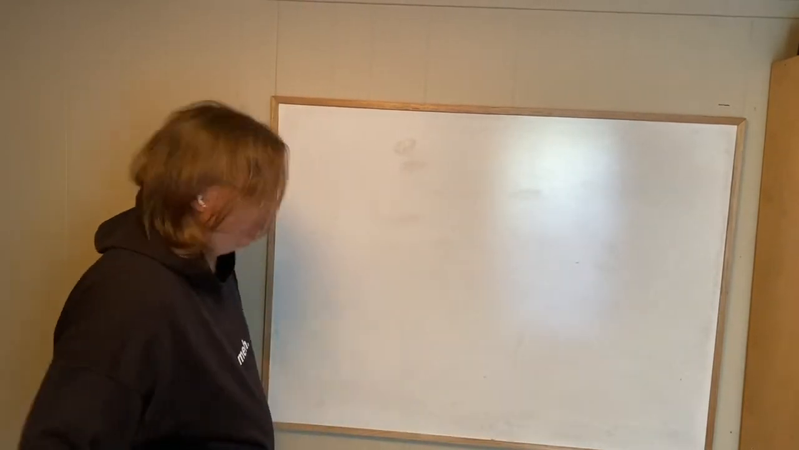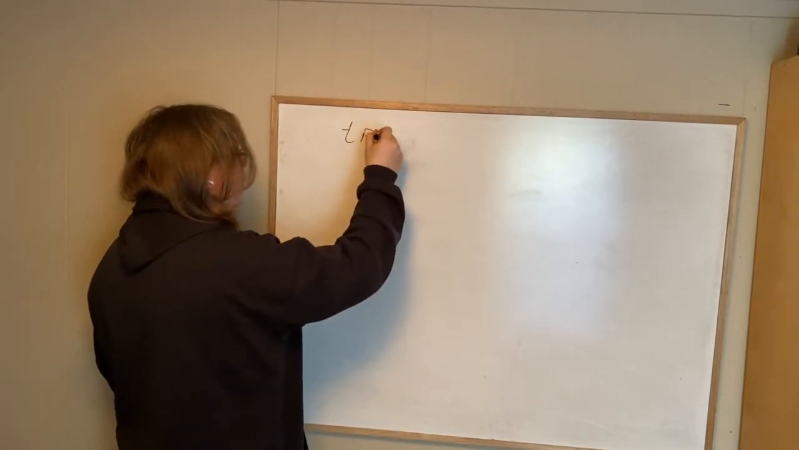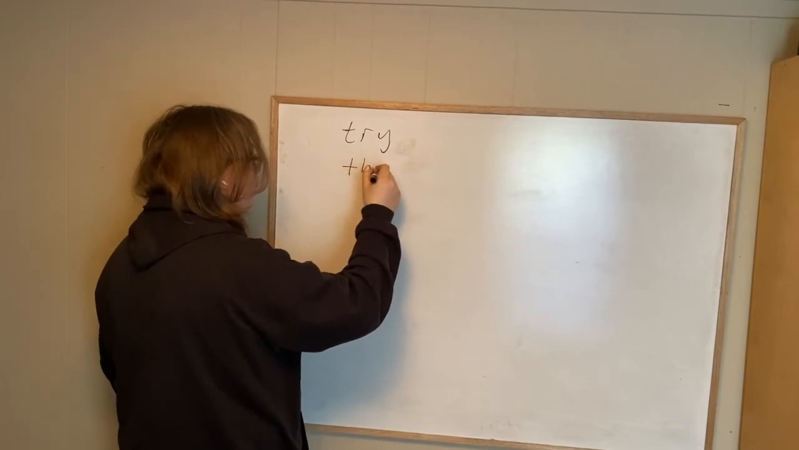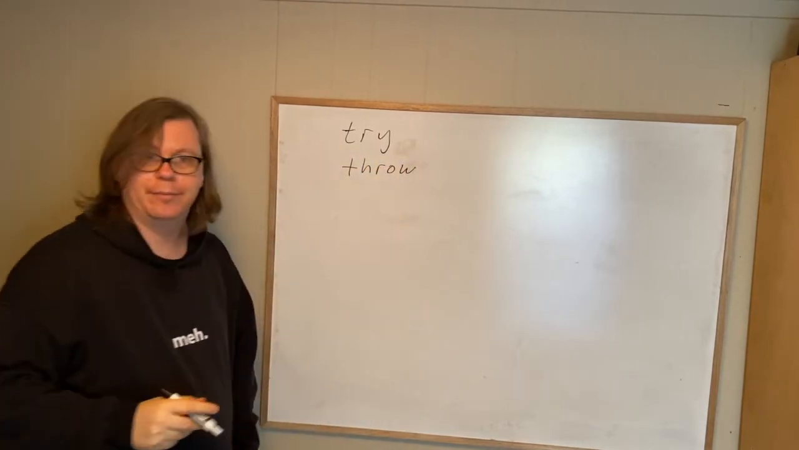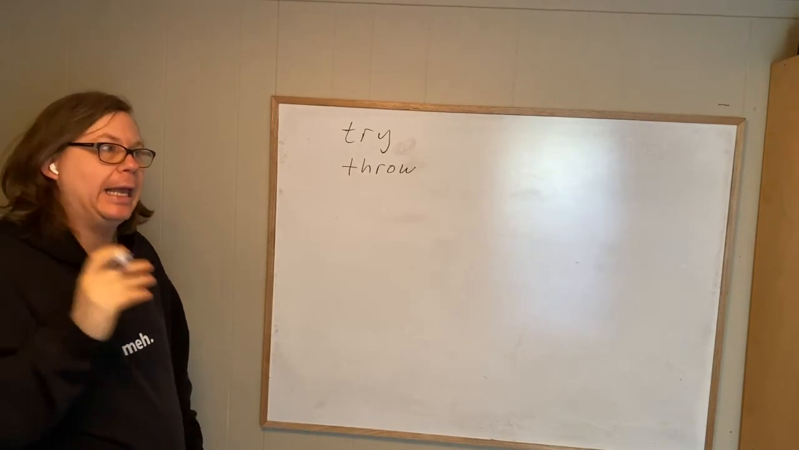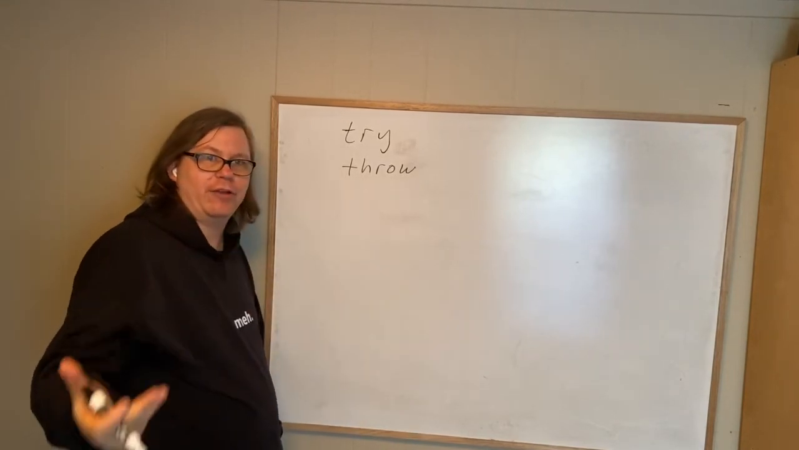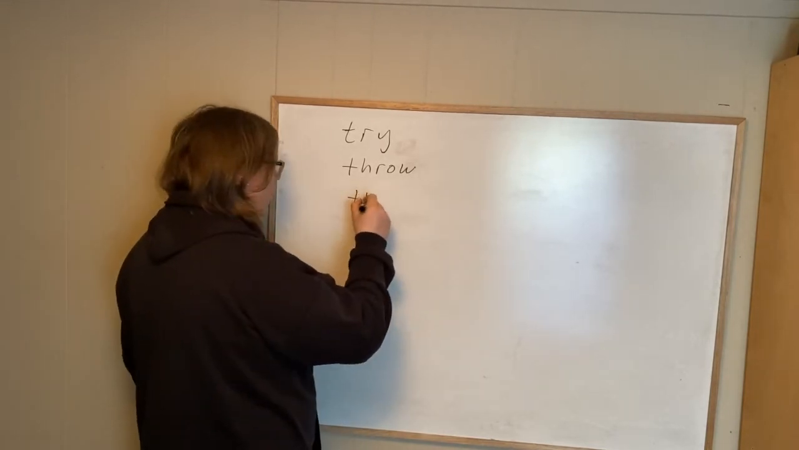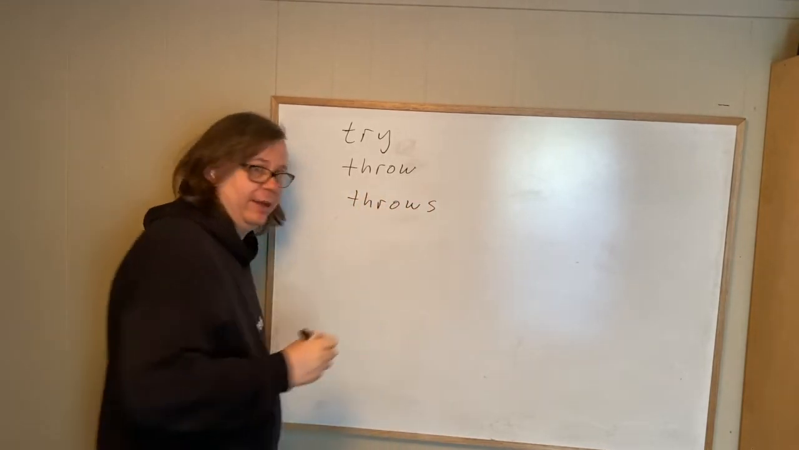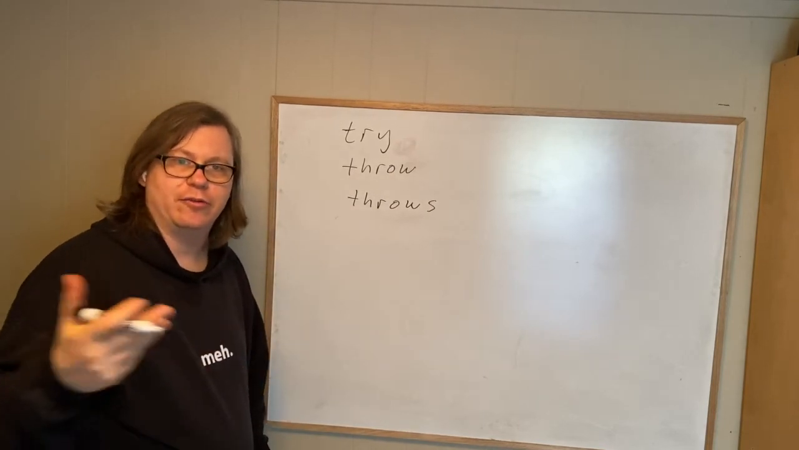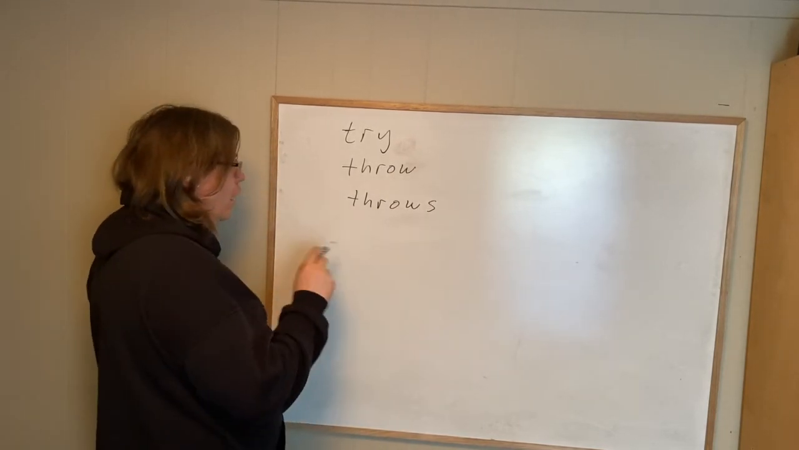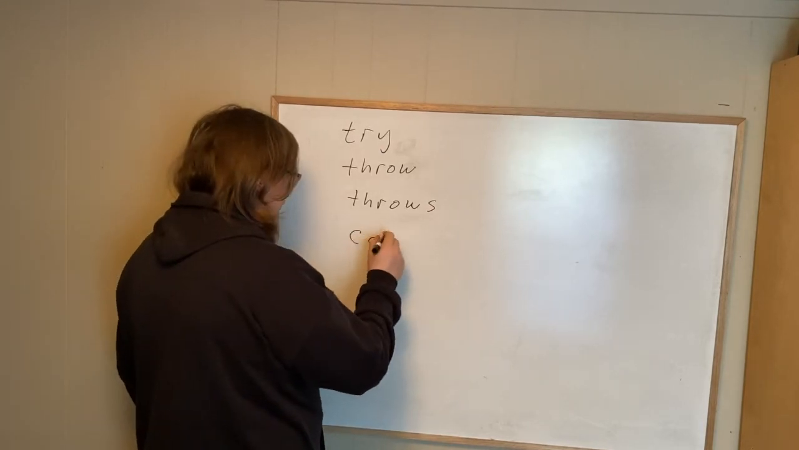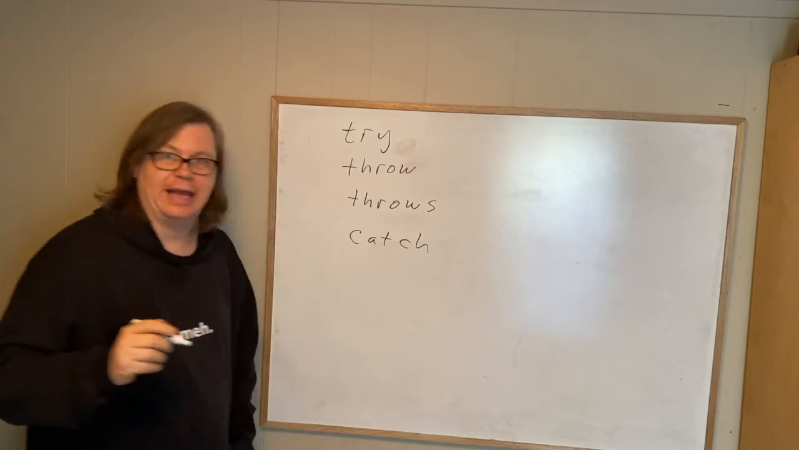So in general, we're going to try something that could fail. If it fails, we're going to throw a new exception. If that exception is going to be thrown outside of the method and it's a checked exception, we're going to have to declare that the method throws it. That way things know what checked exceptions they have to deal with. And the last thing you do is catch it.